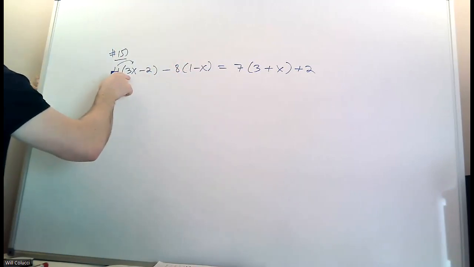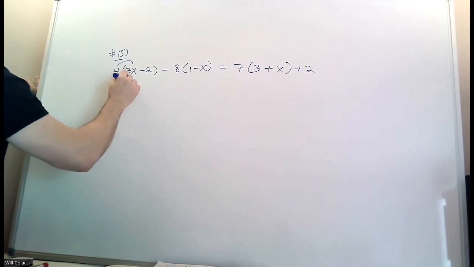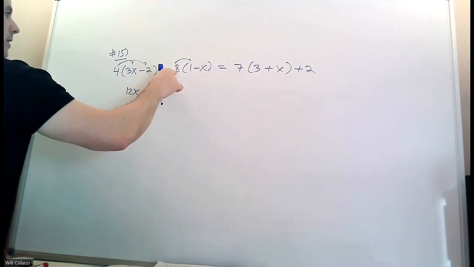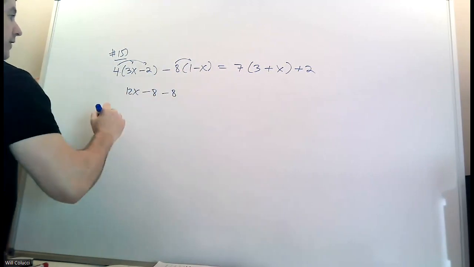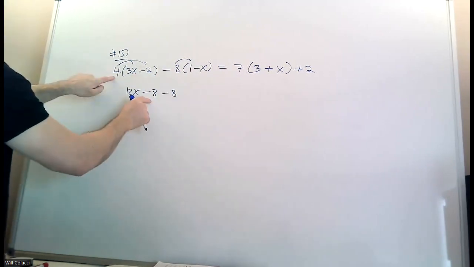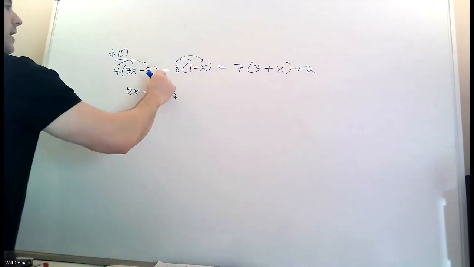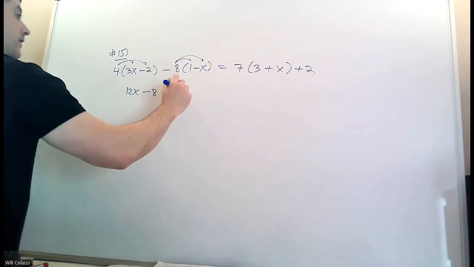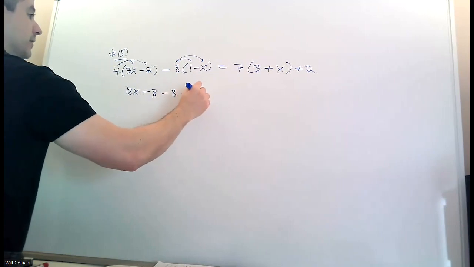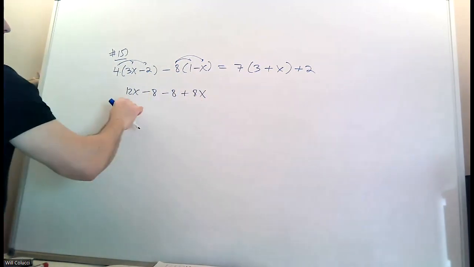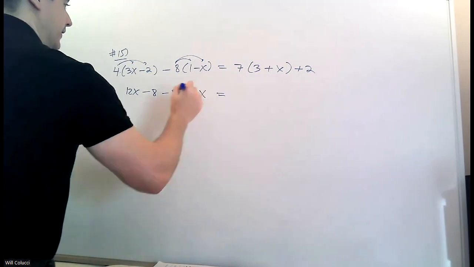I'm going to do 4 times 3x is 12x. I'm going to do 4 times -2, that's -8. Over here, I'm going to do -8 times 1, which is -8. Well, look, I got a -8 there and another -8. They cross out, make 0. No, they don't. -8 times -x is going to be +8x. Boy, a lot of 8s there, right? 8s are wild. 3 of a kind.